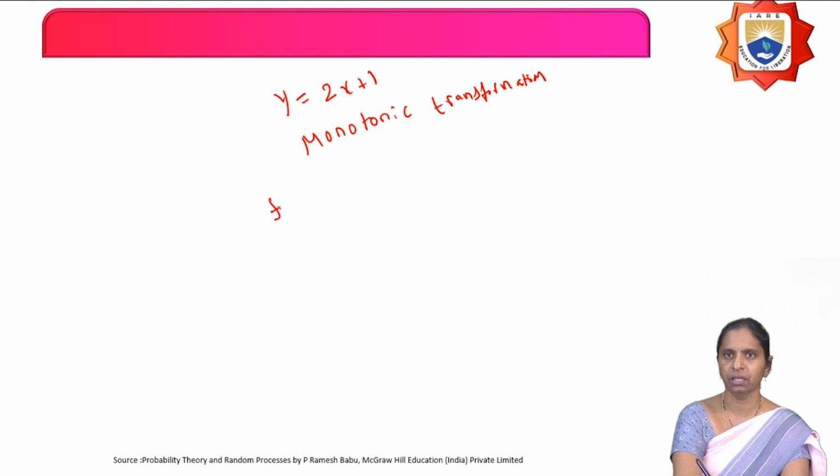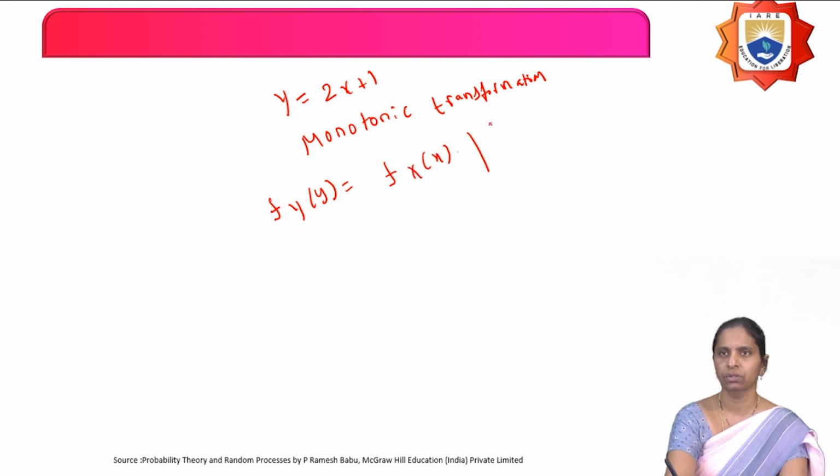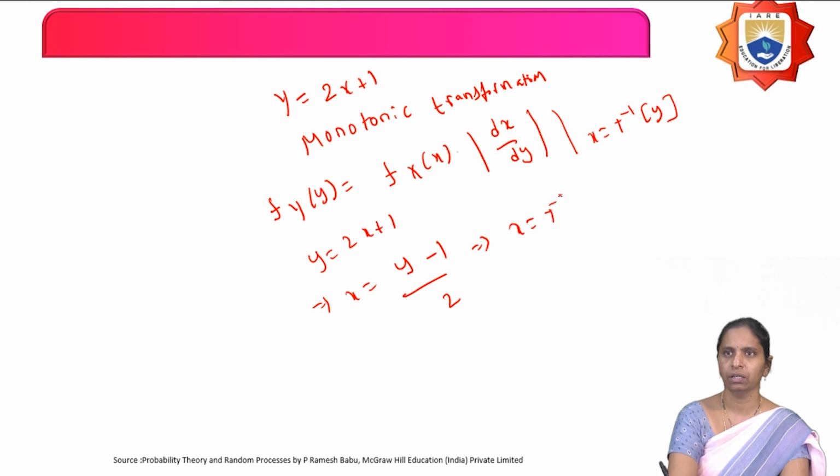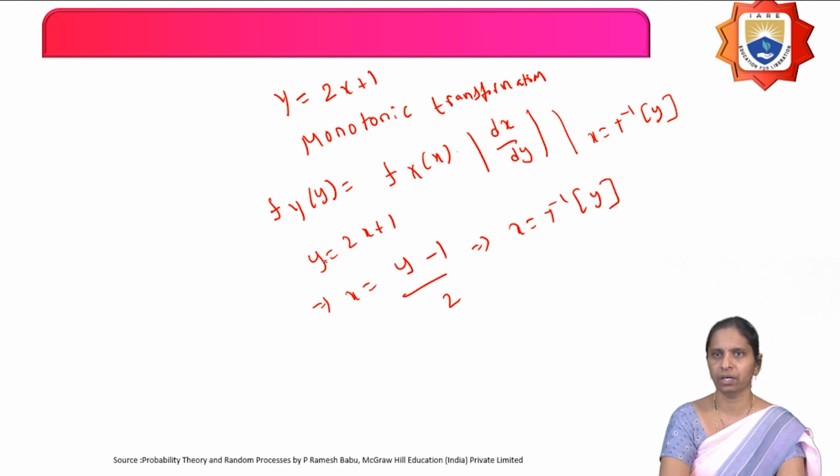So for a monotonic transformation, what is the formula for the density function of the transformed random variable? We have seen f_x(x) into mod of dx by dy, where x equals T inverse of y. So they have given y equals 2x plus 1. From this, x equals (y minus 1) by 2, nothing but x equals T inverse of y. In order to get y, you have multiplied with 2 and then added 1. In order to get x from this y, you first subtract 1 and then divide by 2. By performing the inverse operation on y, you get the original random variable x.